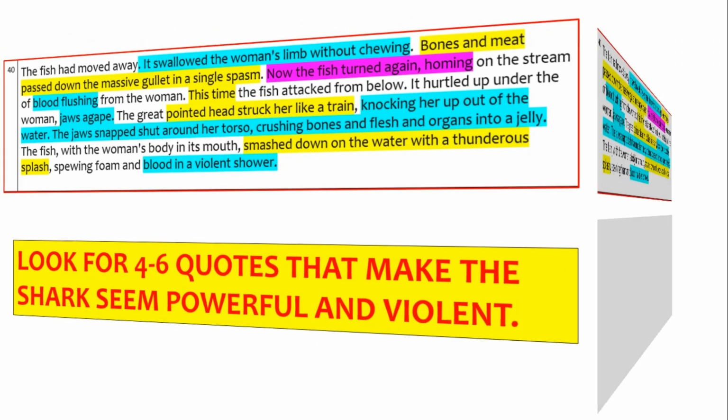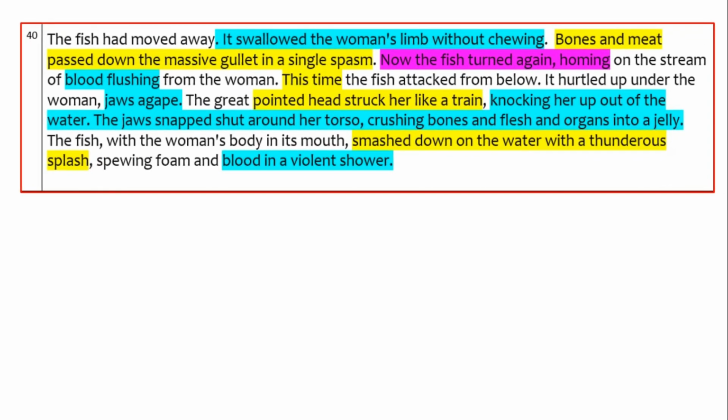So these are the quotes I picked out. Let's talk about these in detail then. Okay, so it swallowed the woman's limb without chewing. This suggests that the shark is almost like a monster. It's huge. The fact that it can eat the woman's leg without chewing suggests that it's a really huge monster. Also, without chewing suggests it was easy. It wasn't a big deal for the shark to do.